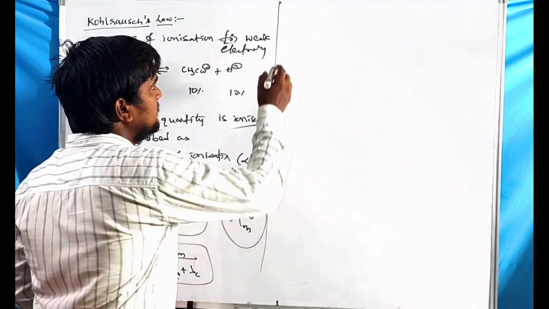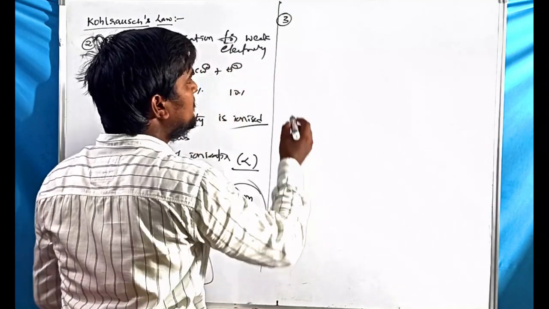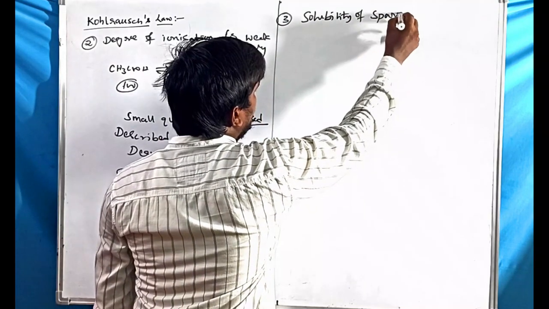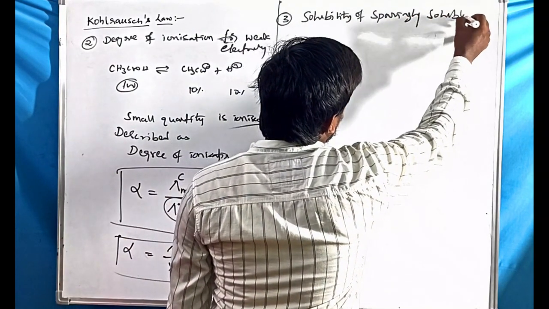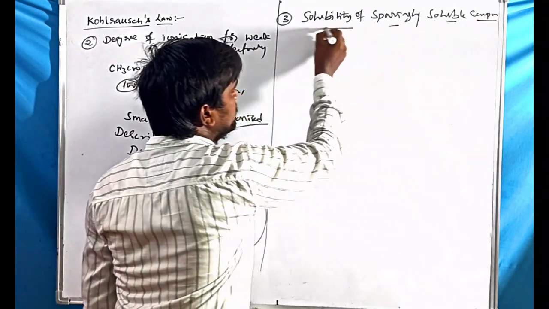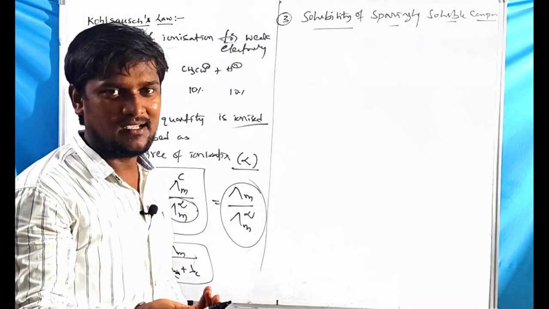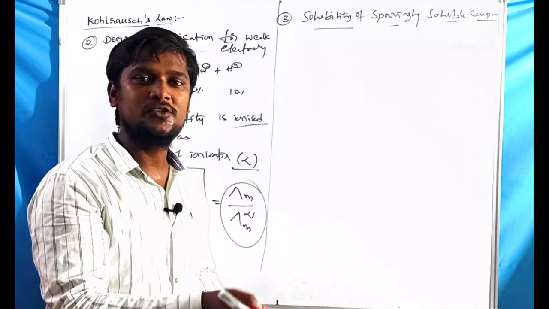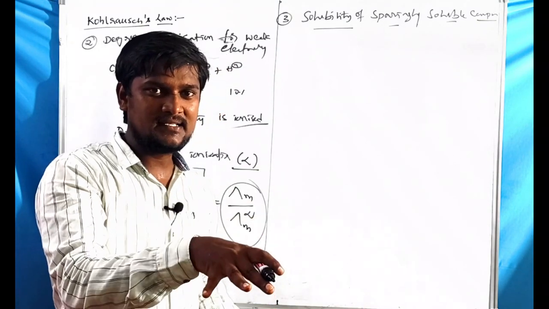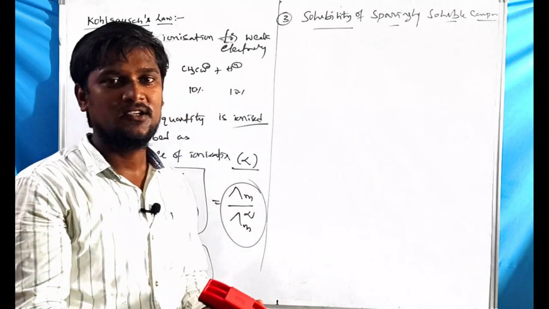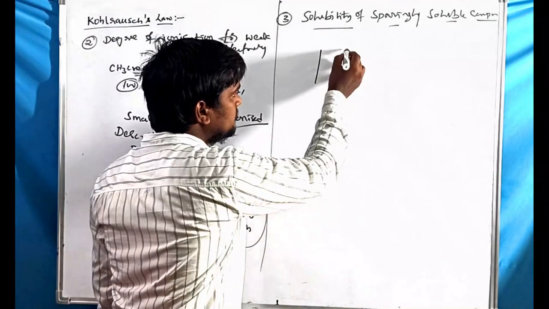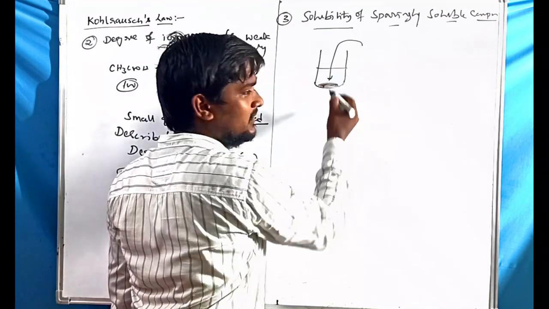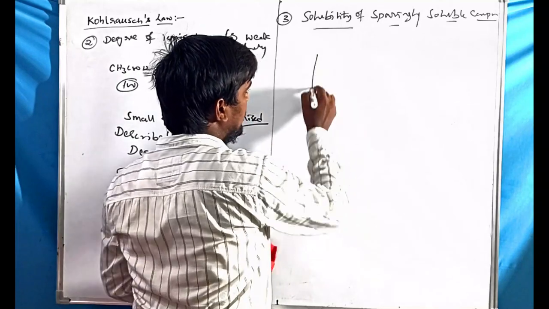Now let us discuss the third application, that is the solubility of sparingly soluble compounds. Solubility means, whenever a salt is dissolved in water, upon dilution it becomes a solution. At a certain stage it reaches saturation, which is called a saturated solution. So here we have a salt, and whenever we add water or a liquid, that is the solution.